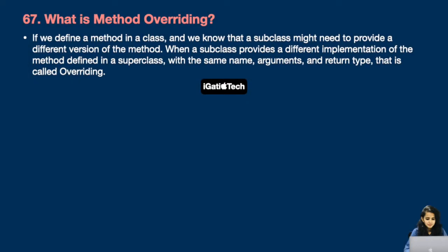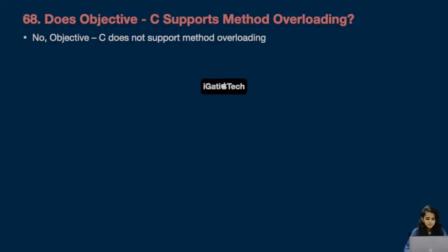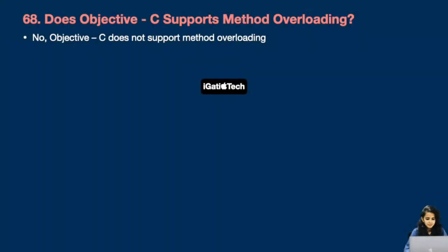If we define a method in a class and we know that a subclass might need to provide a different version of the method, when a subclass provides a different implementation of the method defined in a superclass with the same name, arguments, and return type, that is called method overriding. Next question. Does Objective-C support method overloading? No, Objective-C does not support method overloading.